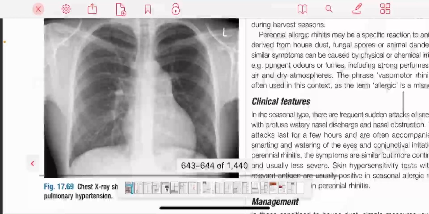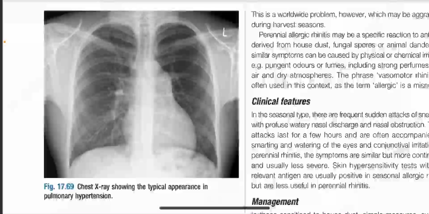This is the chest X-ray showing the typical appearance in pulmonary hypertension.